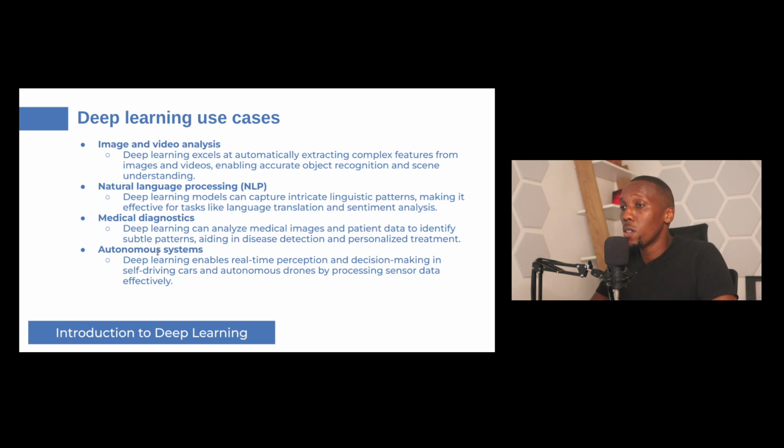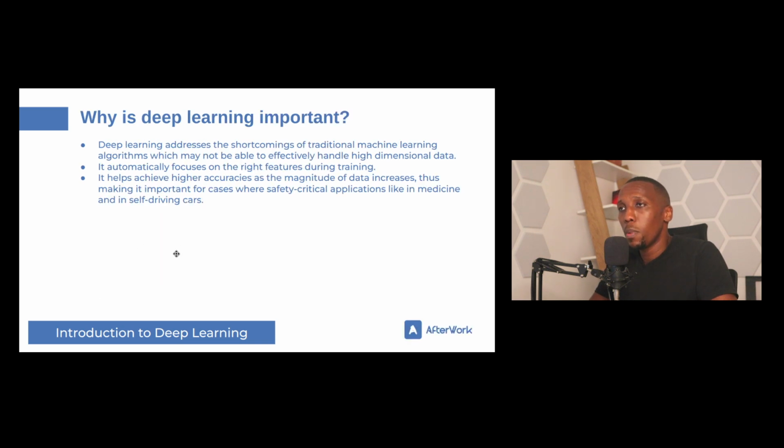Again, in autonomous systems, where we are working with self-driving cars and autonomous drones, there's a lot of data being collected, and in such situations we can decide to work with deep learning. So those are just a few use cases. There could be many more that would be applicable. Why do we apply deep learning? Just for recap, why is it important?